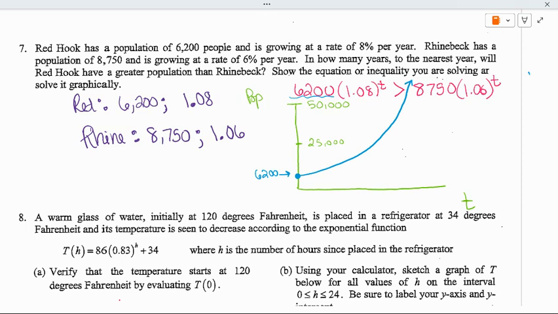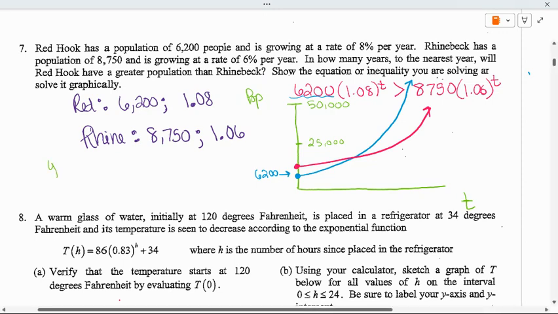Now let's go to the next town, Rhinebeck. Well, they're at 8750, so that's going to be above. And I know that somewhere along the lines, those are going to intersect. At some point, they're going to intersect. And I need to figure out when that is. How many years?